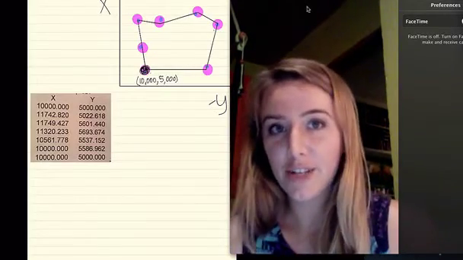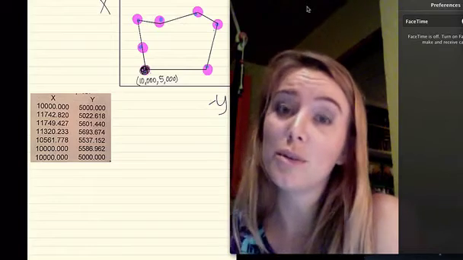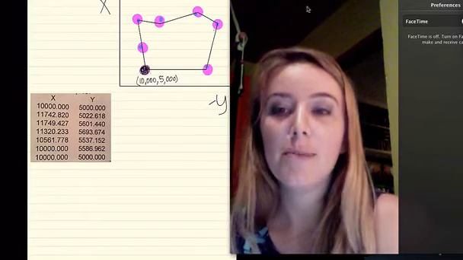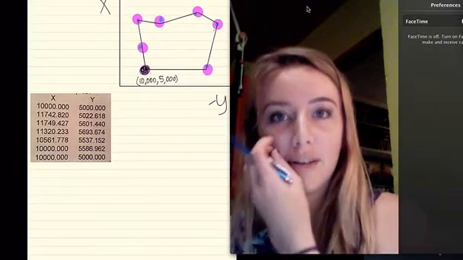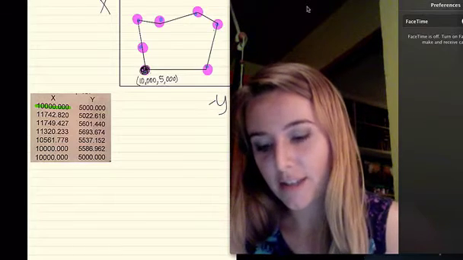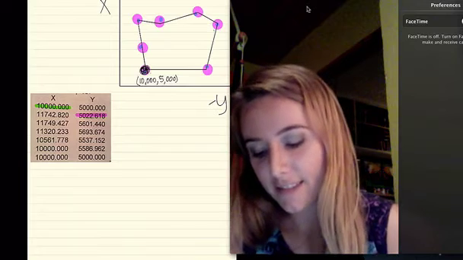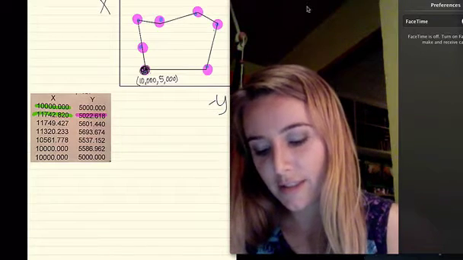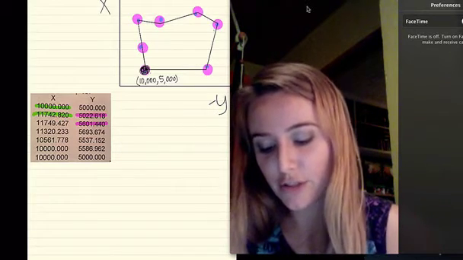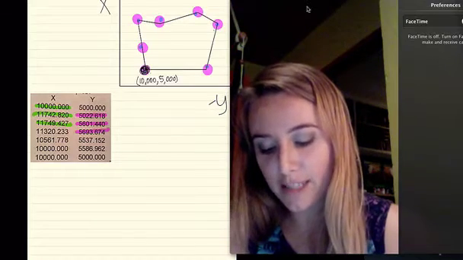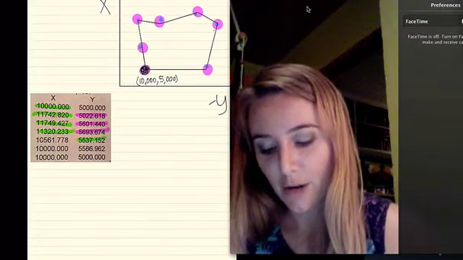Now to find the area, you're first going to multiply the X coordinates by the Y coordinates, but you're going to do it kind of a little off. You're going to do x1 times y2, and then you're going to add x2 times y3, and you're just going to keep on going down, all the way down, like so.